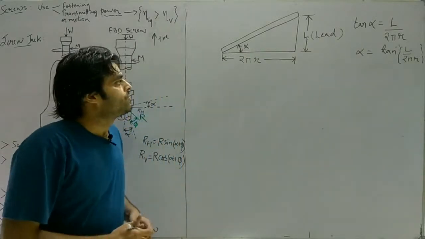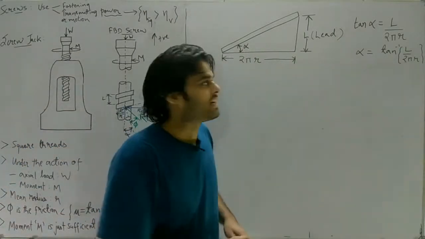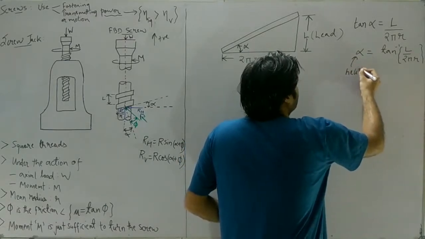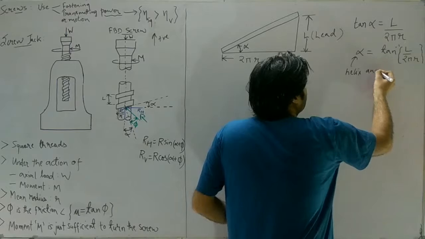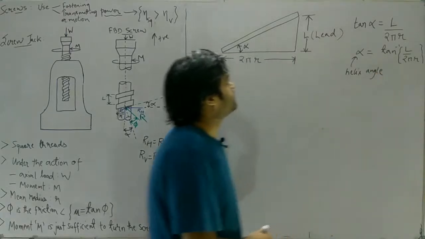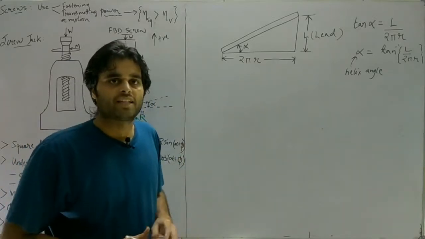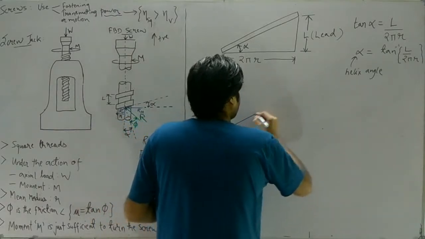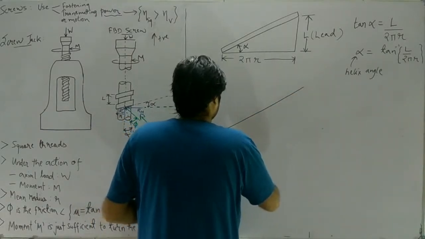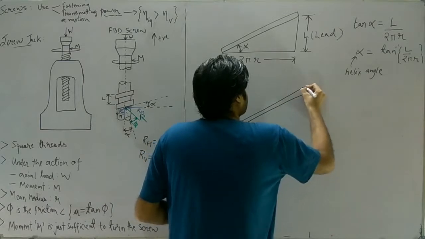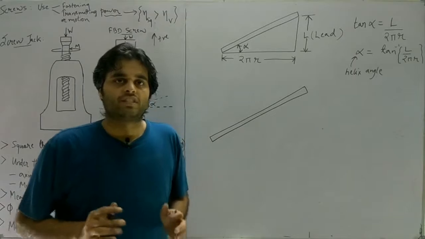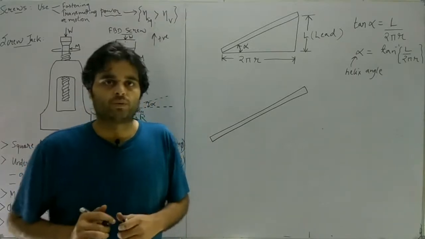Okay, so we get the helix angle. This is the helix angle. Now this unwrapping has given us an idea. What we can do is unwrap the entire portion of the thread of the screw which is in contact with the frame of the screw jack.